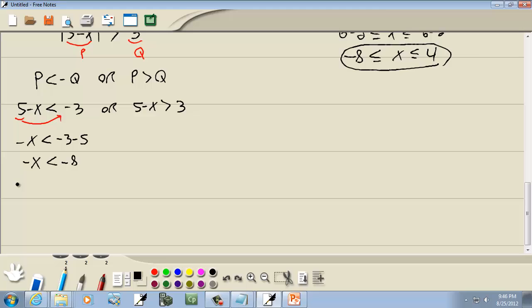Now last step, divide both sides by the number in front of your x. So we'll divide both sides by negative 1. And since we're dividing both sides by a negative number, we're going to flip our inequality symbol. So this becomes x is greater than positive 8.